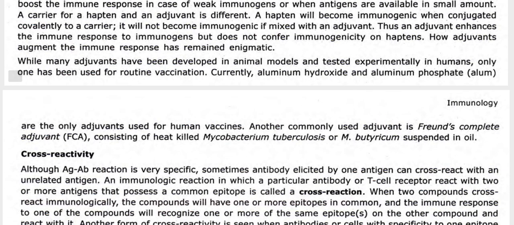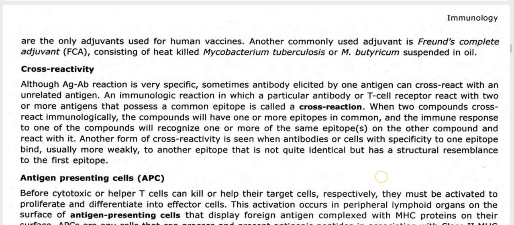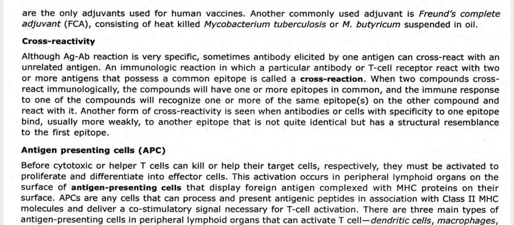While many adjuvants have been developed in animal models and tested experimentally in humans, only one has been used for routine vaccination. Currently, aluminum hydroxide and aluminum phosphate are the only adjuvants used for human vaccines. Another commonly used adjuvant is Freund's complete adjuvant, FCA, consisting of heat-killed Mycobacterium tuberculosis or M. butyricum suspended in oil.